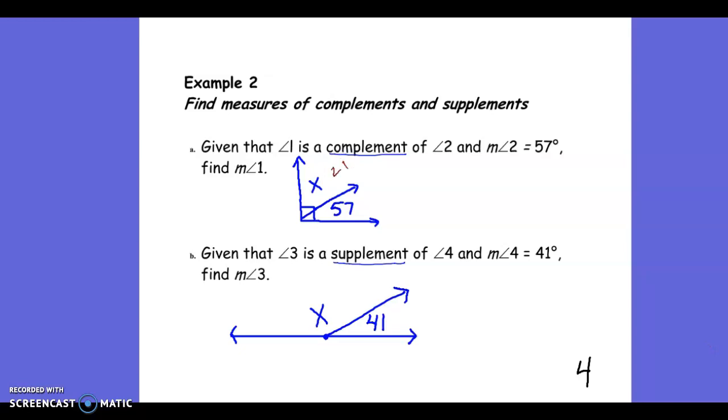There's angle 1, there's angle 2. Together they've got to add up to 90. So I drew myself a diagram, and based on how I wrote this, I'm going to write my equation. X plus 57 adds up to 90.